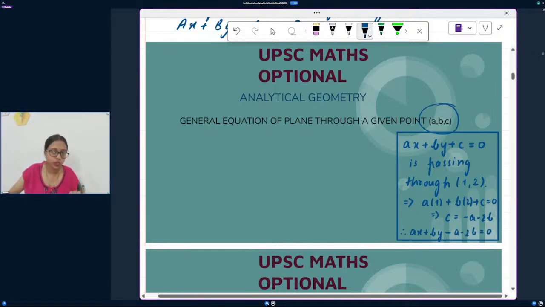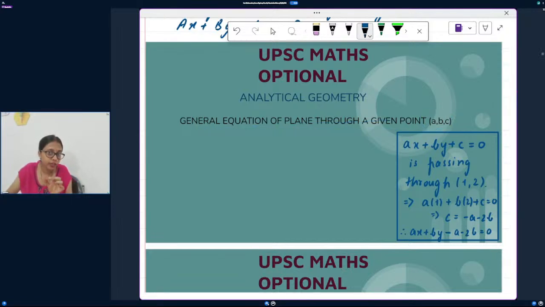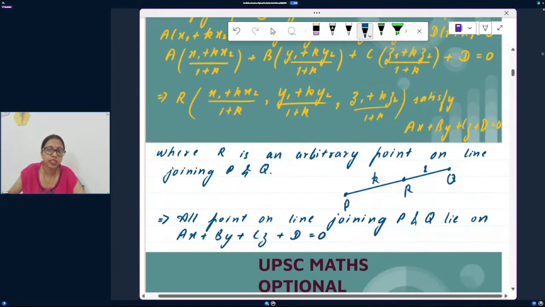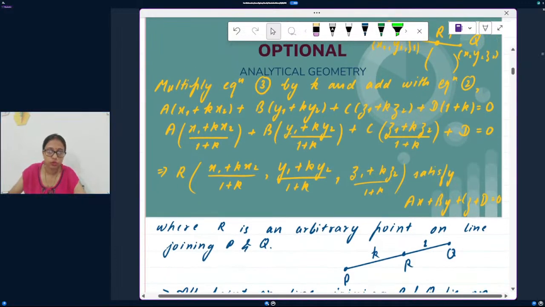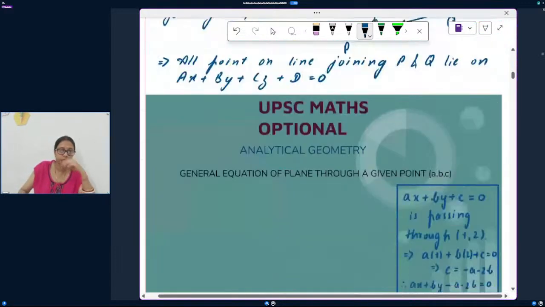Same kind of situation over here. If I have one given information about that plane, and what is that information? Plane passes through a point a comma b comma c. So if it passes through a comma b comma c, I can try to eliminate one variable, and that would be d. I'll try to eliminate d from here. So how does that equation look like?